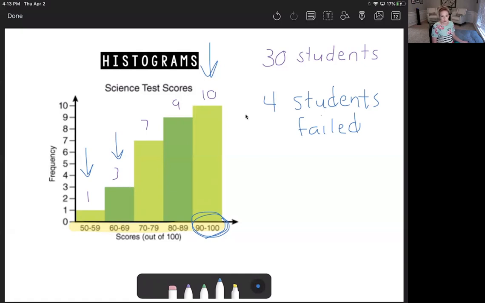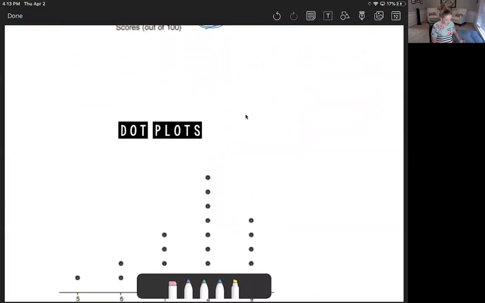Just remember too, they could ask you something about shape. This particular histogram is not symmetrical, because symmetrical means that it's the same on both sides. So your peak, or your tallest bar, would be in the middle and it would go down evenly on each side. This one is skewed, and it's actually skewed left. Most of the data is on the right, which makes us think skewed right, except we're looking for the tail. So where does it get smaller? That's down on the left. So it is skewed left. Okay, so if you have more questions on histograms, either rewatch the video or come see me on Zoom.